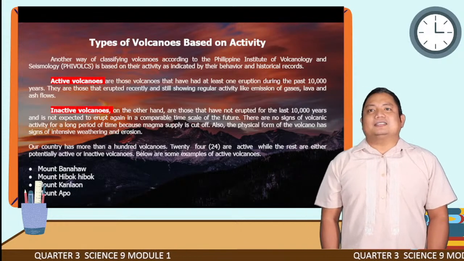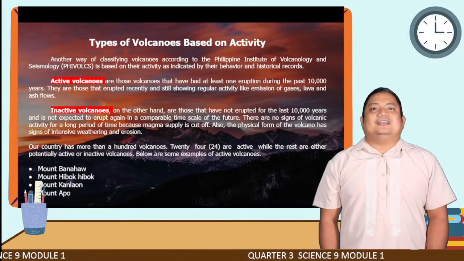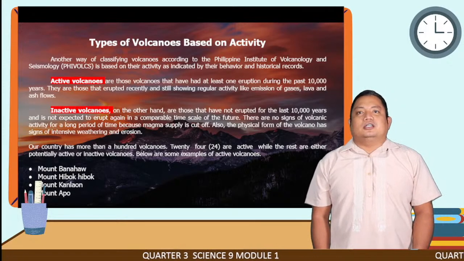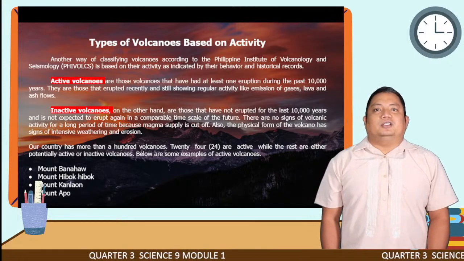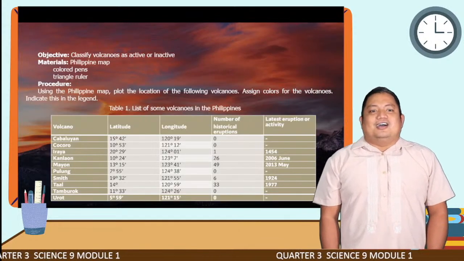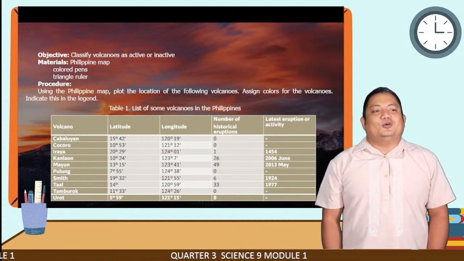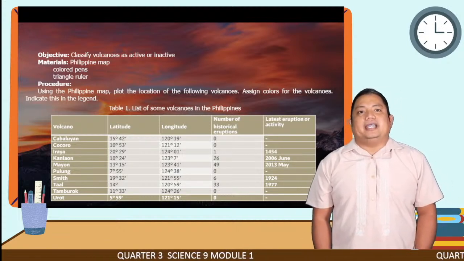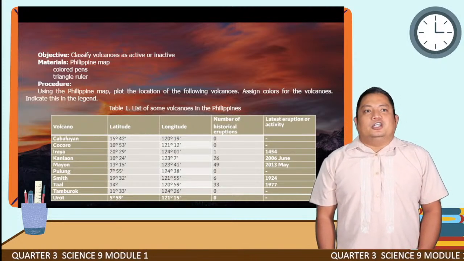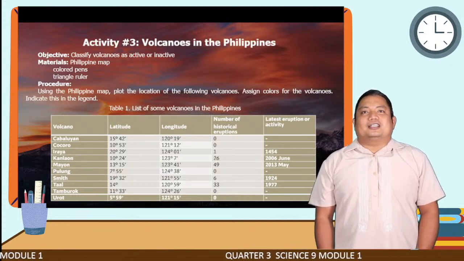Our country has hundreds of volcanoes. 24 are active while the rest are either potentially active or inactive volcanoes. Below are some examples of active volcanoes. Okay, it is time for you again to test your knowledge after knowing the classification of volcanoes based on their activity. You're going to answer an activity entitled Volcanoes in the Philippines.